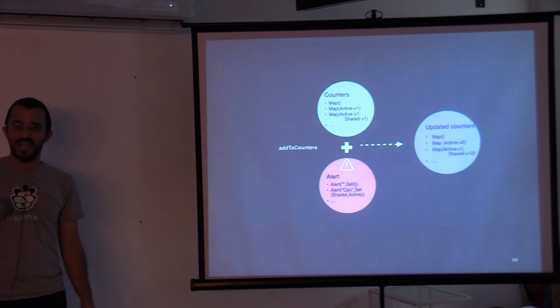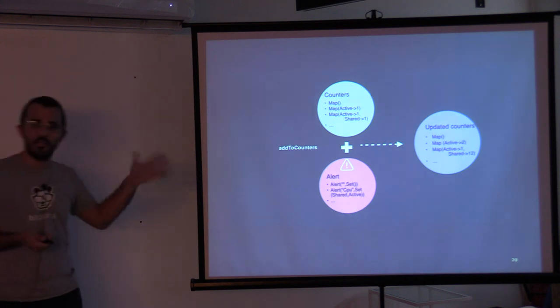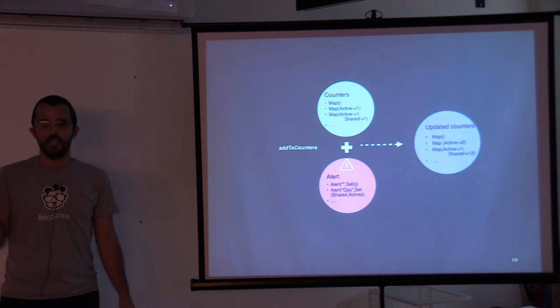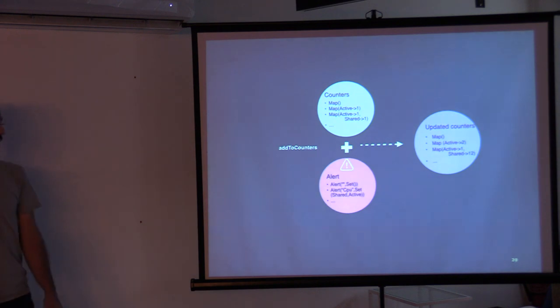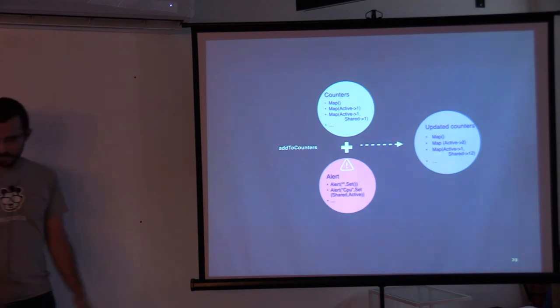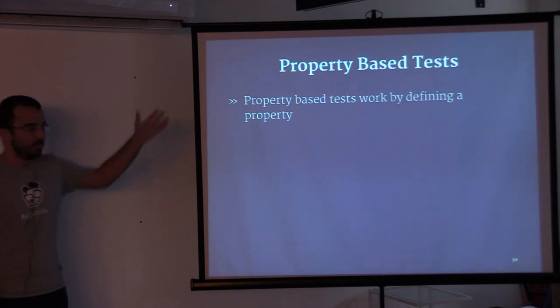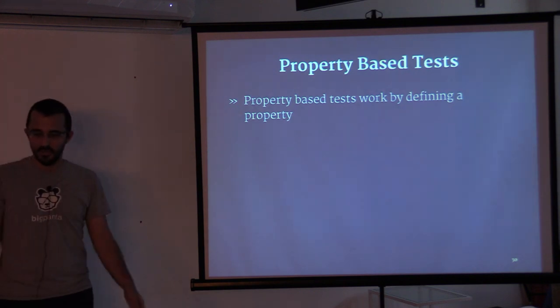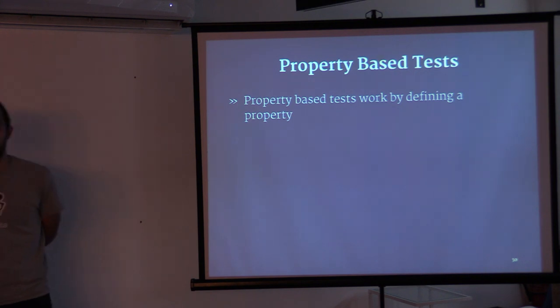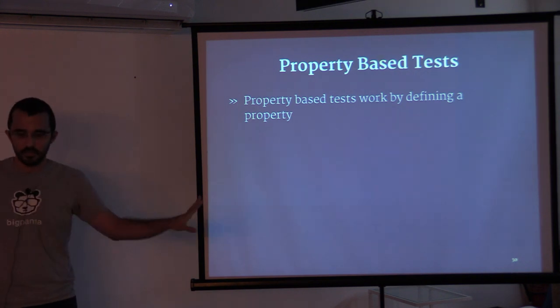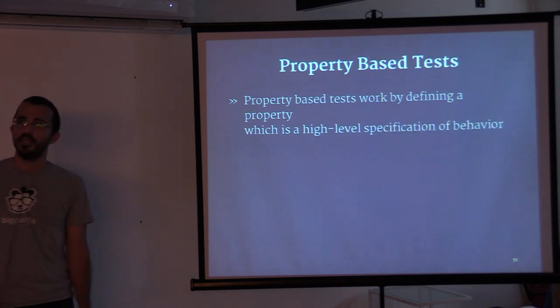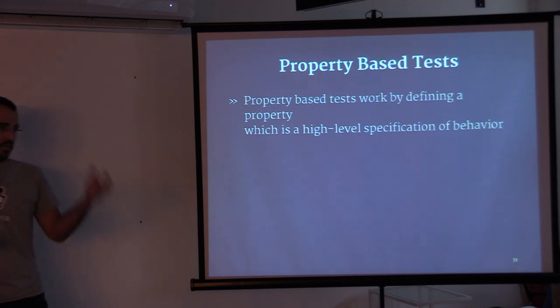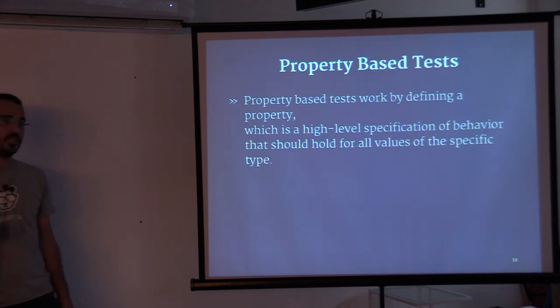So at this point, I got really, really frustrated. And instead of writing 20 more unit tests, I said, let's change the way we work. Property-based tests allow us to solve exactly this issue in a much more beautiful way. Let's look. How? So, property-based testing. This is the main focus today. Property-based testing works by defining a property. Just a property. A property is a high-level specification of behavior. Right? So we've got properties which tell us what the behavior is. And those properties should hold for all values of our specific type.